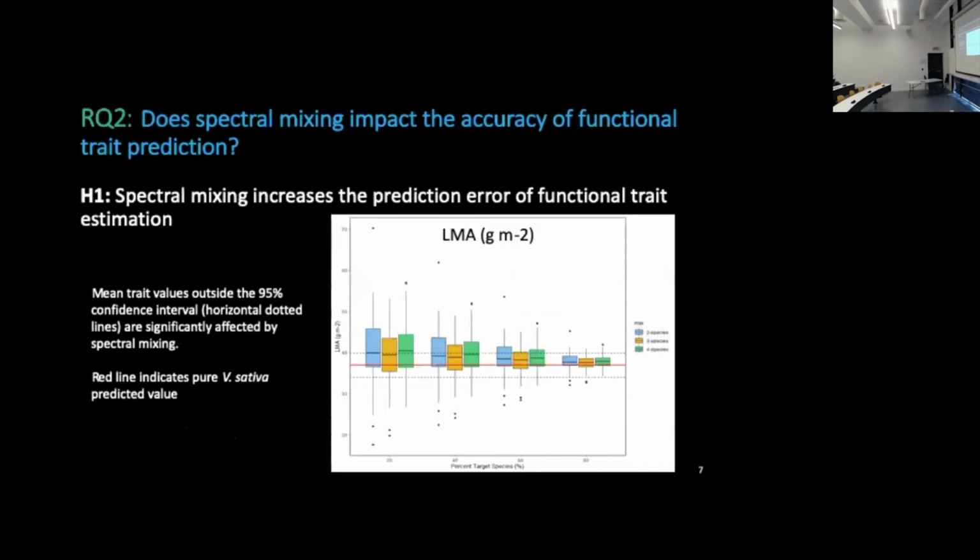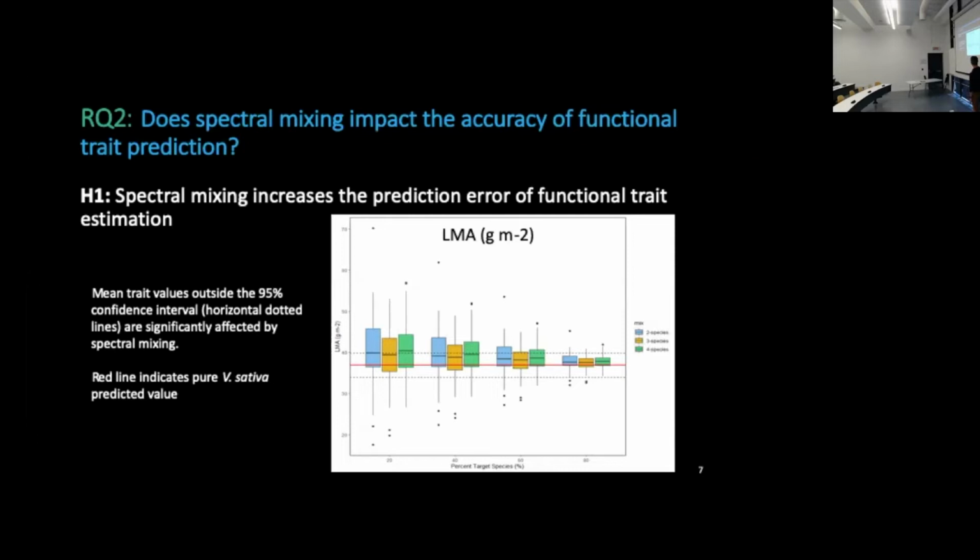So this graph is referring to hypothesis 1, and I'll explain it a little bit first before I talk about the actual results. Starting on the right-hand side of the graph is 100% target species inclusion. You can see here we have this red line that goes all the way across for LMA, so 37 grams per meter squared, and the dotted lines are the 95% confidence interval.